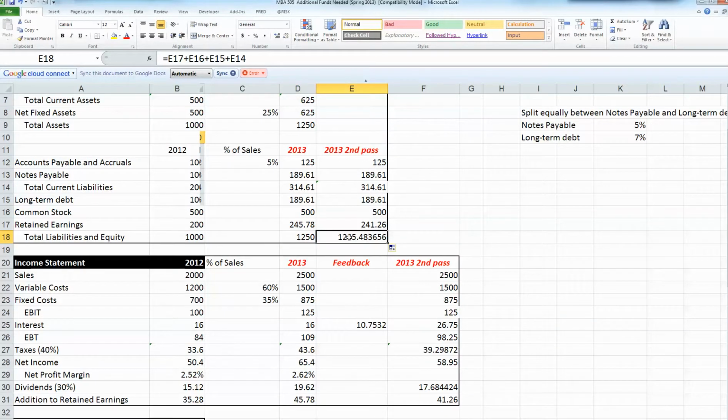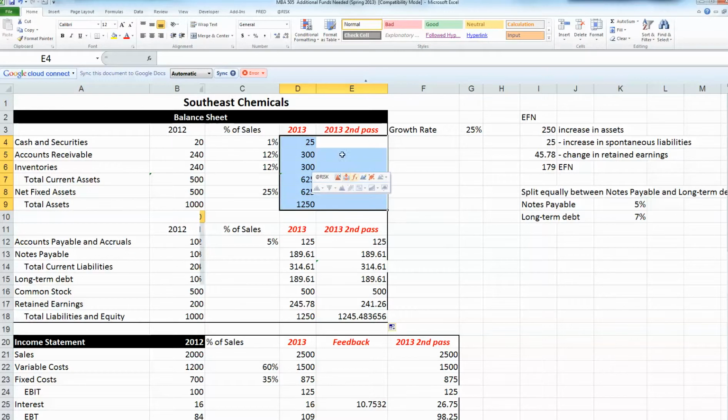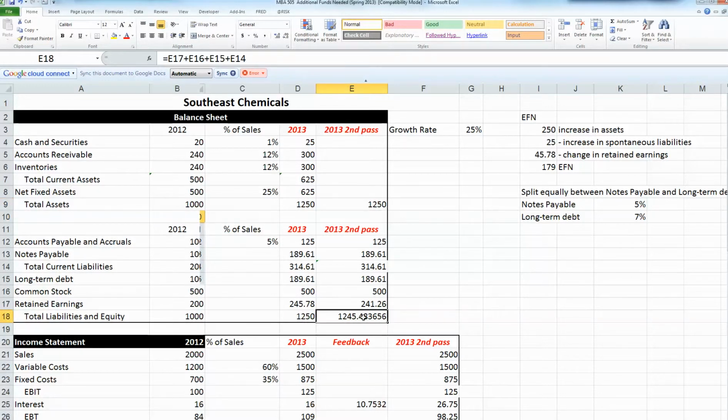And here is my new total liabilities and equity. Well, these values won't change from their previous values. So this column right here would be identical to this one right here. So I know this has to total $12.50. Total assets don't equal total liabilities and equity because retained earnings is about $4 smaller than it was before.